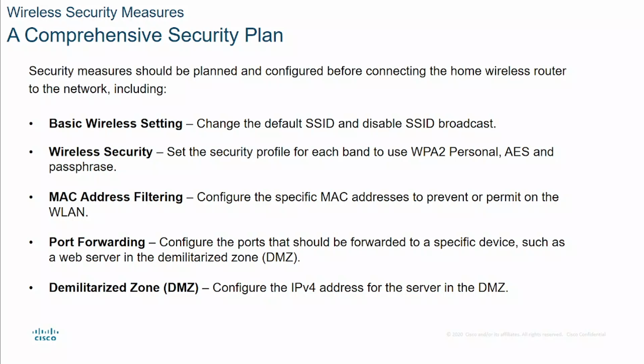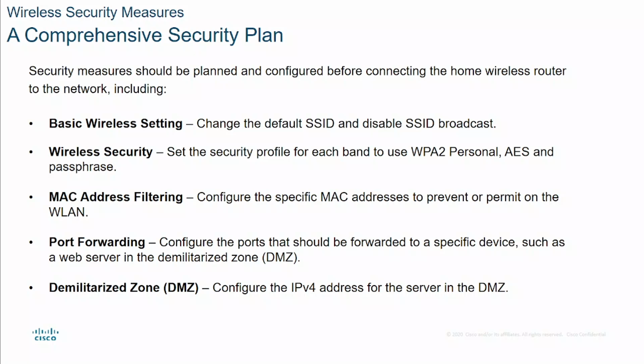Then wireless security. You have to set the security profile for each band to use WPA2 Personal or AES and a passphrase. Those are security features for securing wireless networks or wireless hotspots, or Wi-Fi. Those are the standards for securing Wi-Fi. There's WPA and there's WPA2. Those help you set the standards for passwording your Wi-Fi.